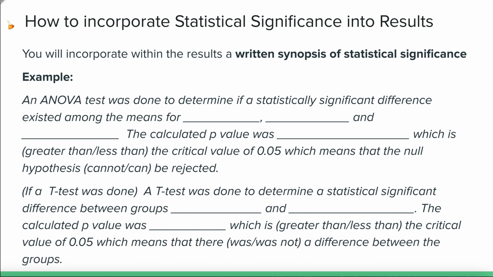How are you going to incorporate your statistical significance into your results? Here is an example of a paragraph that you would include within your written synopsis, and this is the wording that you would have. For example, you might say, an ANOVA test was done to determine if a statistical significant difference existed among means for blank, blank, and blank groups. The calculated value was blank, which is either greater or less than the critical value. That means that the hypothesis cannot or can be rejected. You can do the same thing with the t-test, and you can use the wording there below.